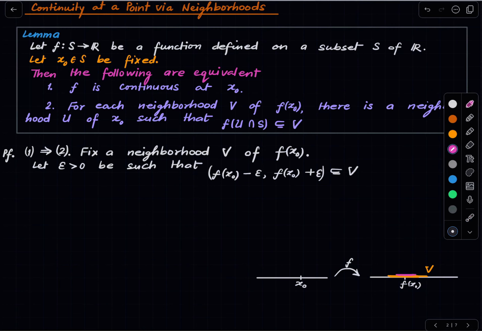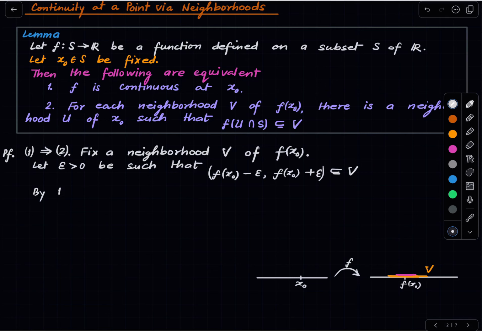Fine, so maybe I'll also draw that. Okay. And now what we want to do is produce a neighborhood around the point x0 such that the points in the neighborhood, which are also in the domain of f, map inside the neighborhood V. So that is what we want to do. But now by the epsilon delta criterion and the fact that f is continuous at x0, because we are assuming one, we know that there is a delta.